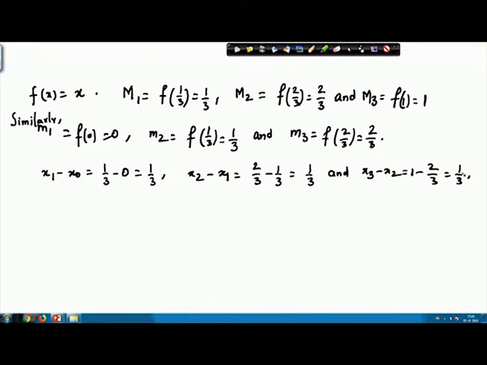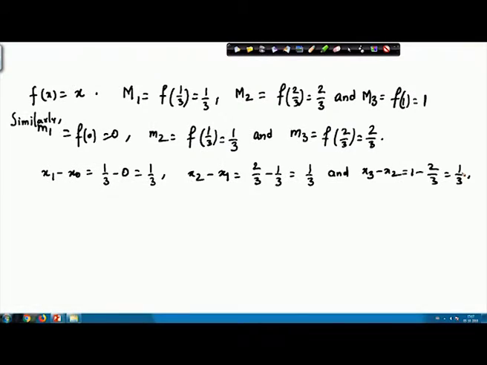Since we have divided the interval into 3 equal parts, these are basically the length of every subinterval. It is pretty much clear that if you have divided an interval into 3 equal parts, then the length of each one of these subintervals would be 1/3, because your interval is from 0 to 1. So that is what we are getting: x1 minus x0 equals 1/3, x2 minus x1 equals 1/3, and x3 minus x2 equals 1/3.